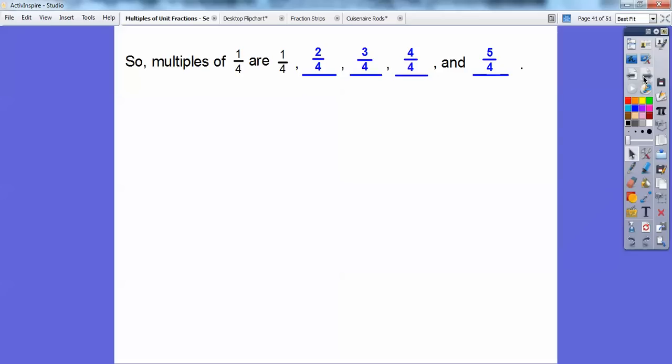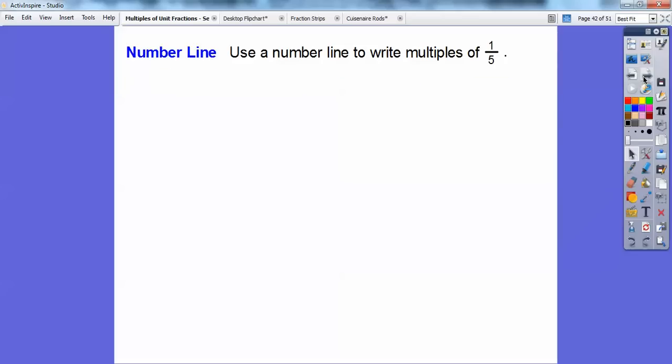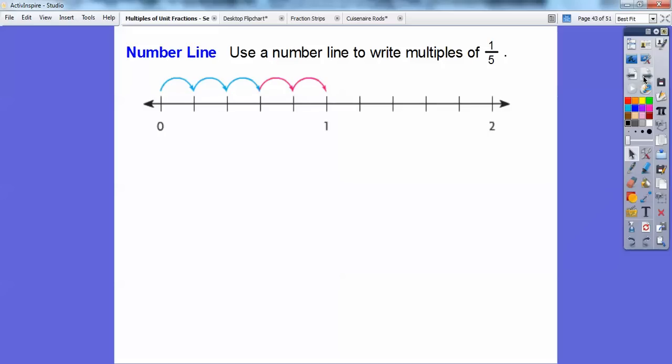Okay? All right. So number lines. Let's use a number line to write the multiples of 1/5. So there's all kinds of ways. Now they want us to use a number line. So here's a number line right there. Okay, so it said to do 1/5. And so I have this number line all cut up into 5 equal pieces between 0 and 1 and 1 and 2. Okay, so how many fifths is this guy right here?